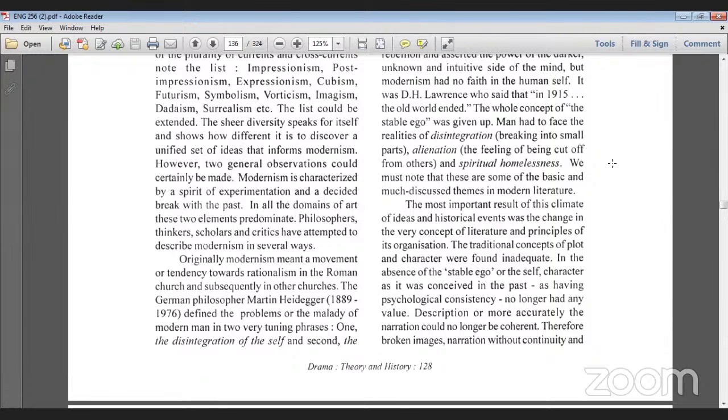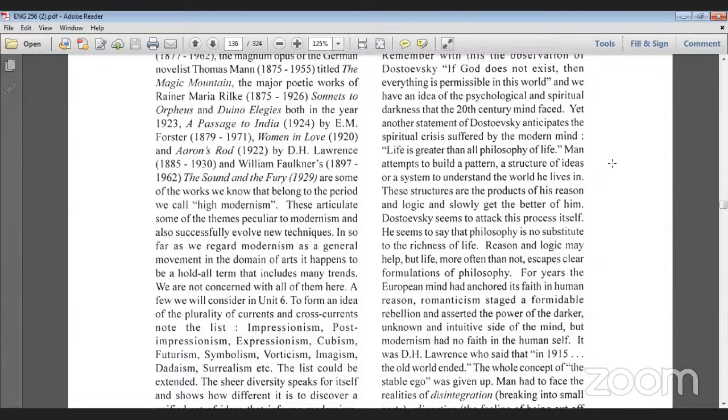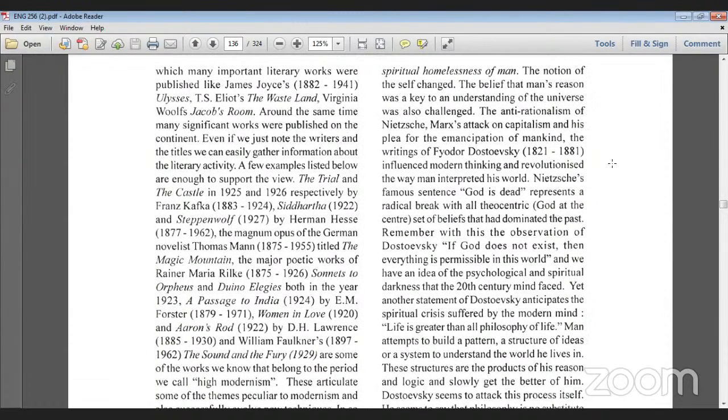One, the indigence of the self, and the second, the spiritual homelessness of man. The notion of the self changed. The belief that man's reason was a key to an understanding of the universe was also challenged. The anti-rationalism of Nietzsche, Marx's attack on capitalism and his appeal for the emancipation of mankind, the writings of Fyodor Dostoevsky, 1821 to 1881, influenced modern thinking and revolutionized the way man interpreted this world.